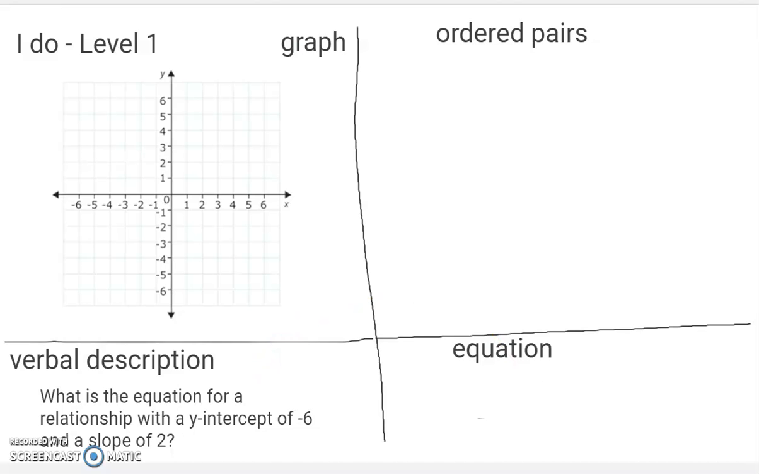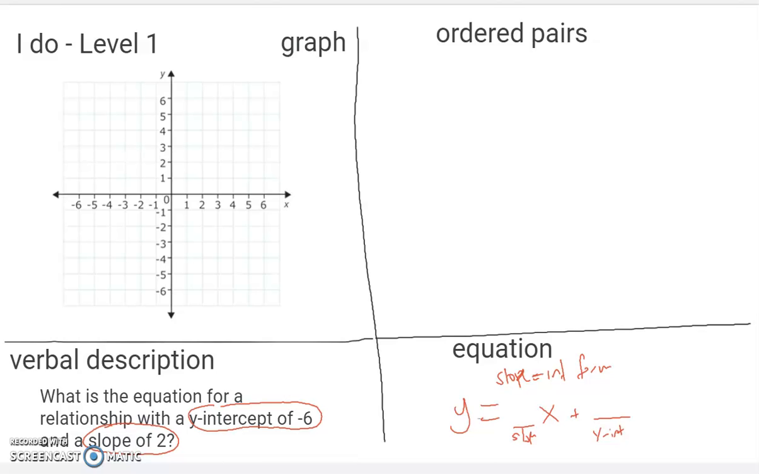So I've got a level 1, a level 2, a level 3. Level 1 is I'm just going to say, what's the equation for a relationship with a y-intercept of -6? I'm just going to tell you the y-intercept and a slope of 2. I'm just going to tell you the slope, and that's it. So what we can do is use that slope-intercept form. I know the equation gets written like this. It's y equals something times x, and that's the slope, plus something, and that's the y-intercept. It might be minus if it's negative, or we can do plus negative, either one.